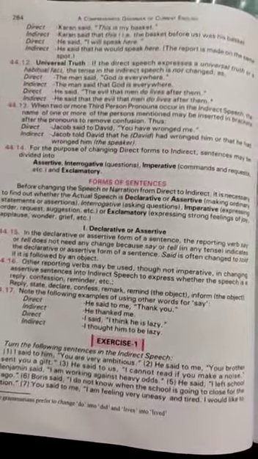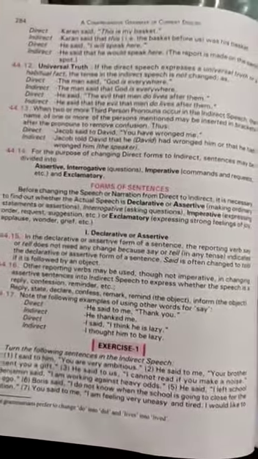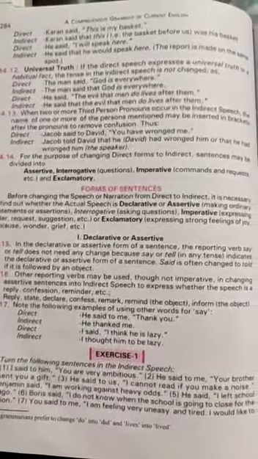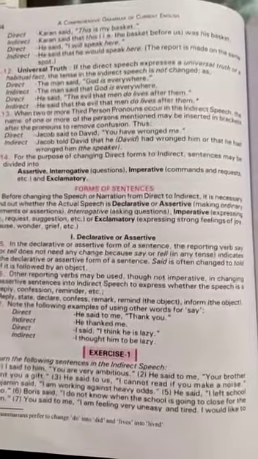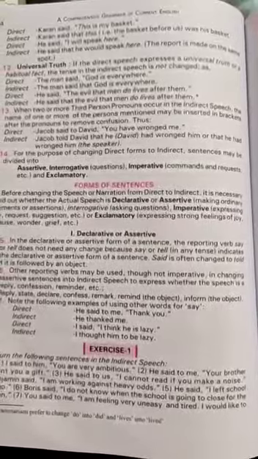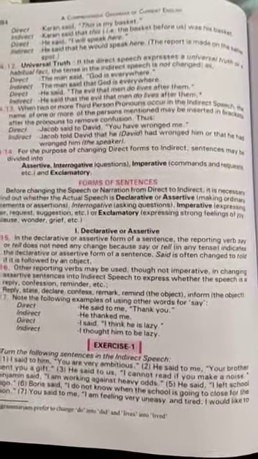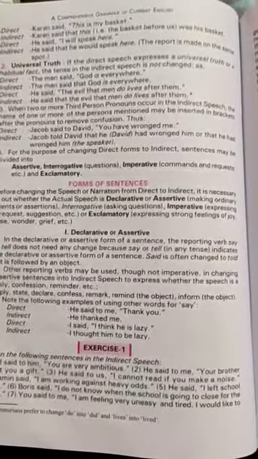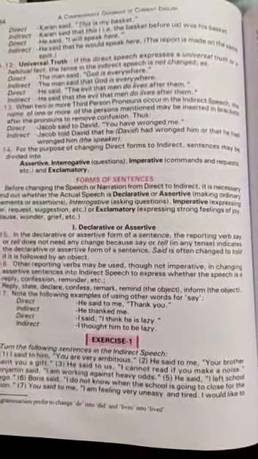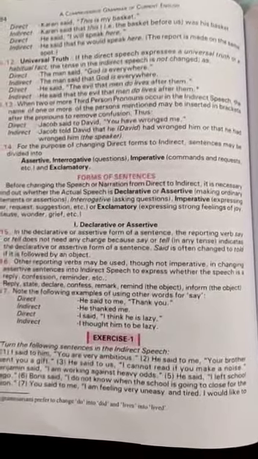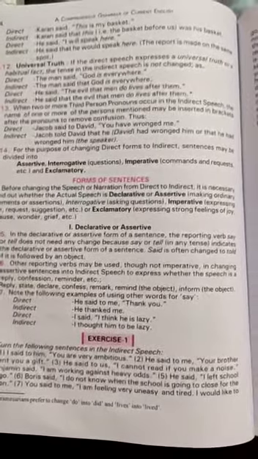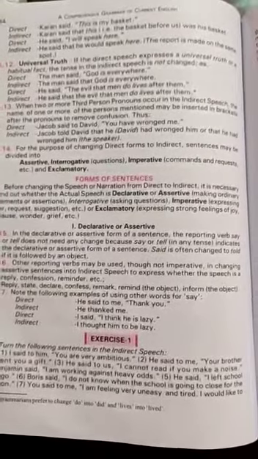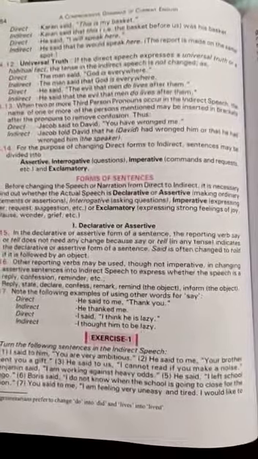Next, the forms of sentences. First is the declarative or assertive sentence, also called a statement. In the declarative or assertive form, the reporting verbs say or tell do not need any change. They stay as they are, because say or tell indicates the declarative or statement form of the sentence. Said can often be changed into told if it is followed by an object. An object must be there if we convert into indirect speech.